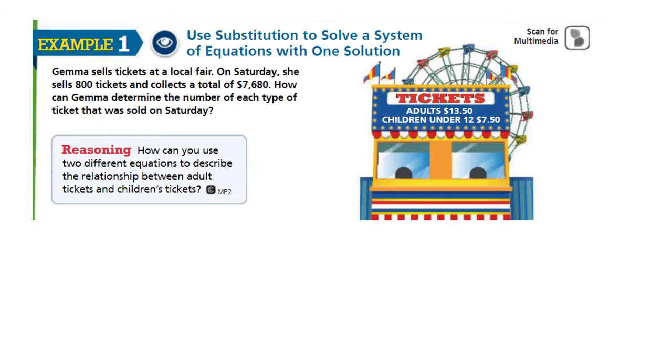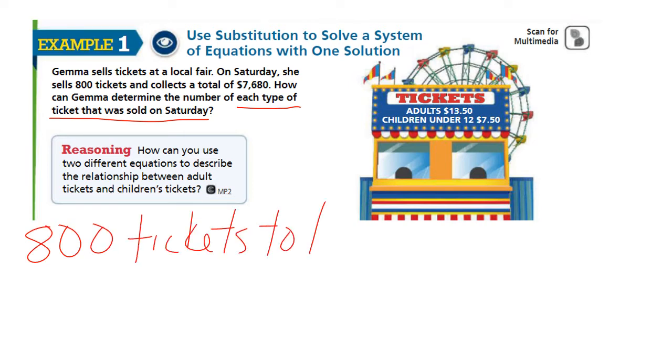So let's see what this word problem is giving us. So we know that we have to figure out how many tickets. We're determining the type of each ticket, and we know there's 800 tickets. So we know there's 800 tickets total. And then we know that we have our prices here. So adults equal $13.50 and children are equal to $7.50.